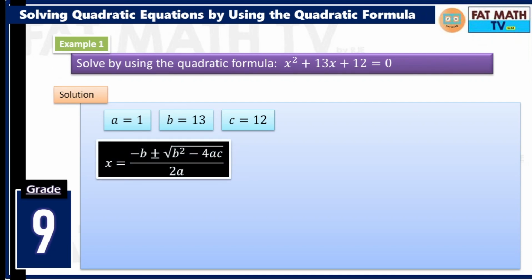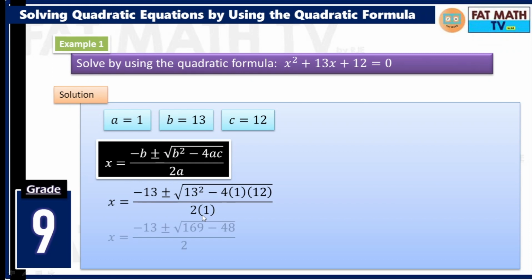The quadratic formula is x equals negative b plus or minus the square root of b squared minus 4ac all over 2a. So that's going to be negative of b, so negative of 13, plus or minus the square root of b squared. So b is 13, so 13 squared, minus 4 times a, which is 1, times c, which is 12, over 2 times a, and a is 1, so 2 times 1.